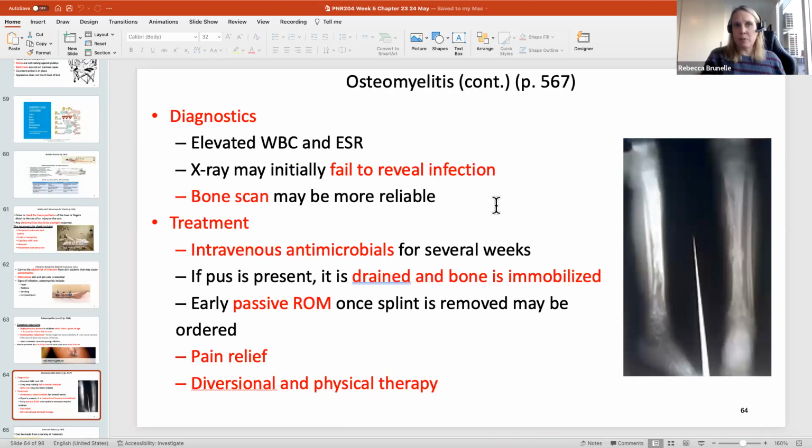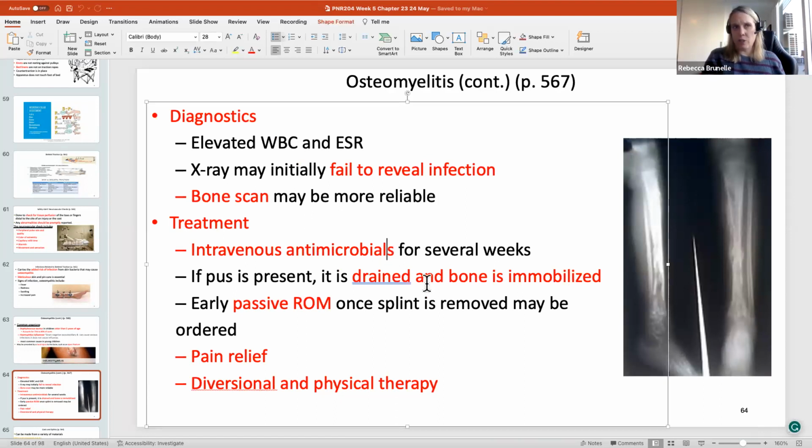So sometimes, you know, you won't see the infection on an x-ray, so they might do a bone scan if they're trying to rule in or rule out osteomyelitis. This is where they do that, the white cell count you would expect to be elevated, and their sedimentation rate. So the main thing with this one is it takes a long time to treat osteomyelitis. So you need to expect these kids to be on IV antibiotics for like 6 to 8 weeks.